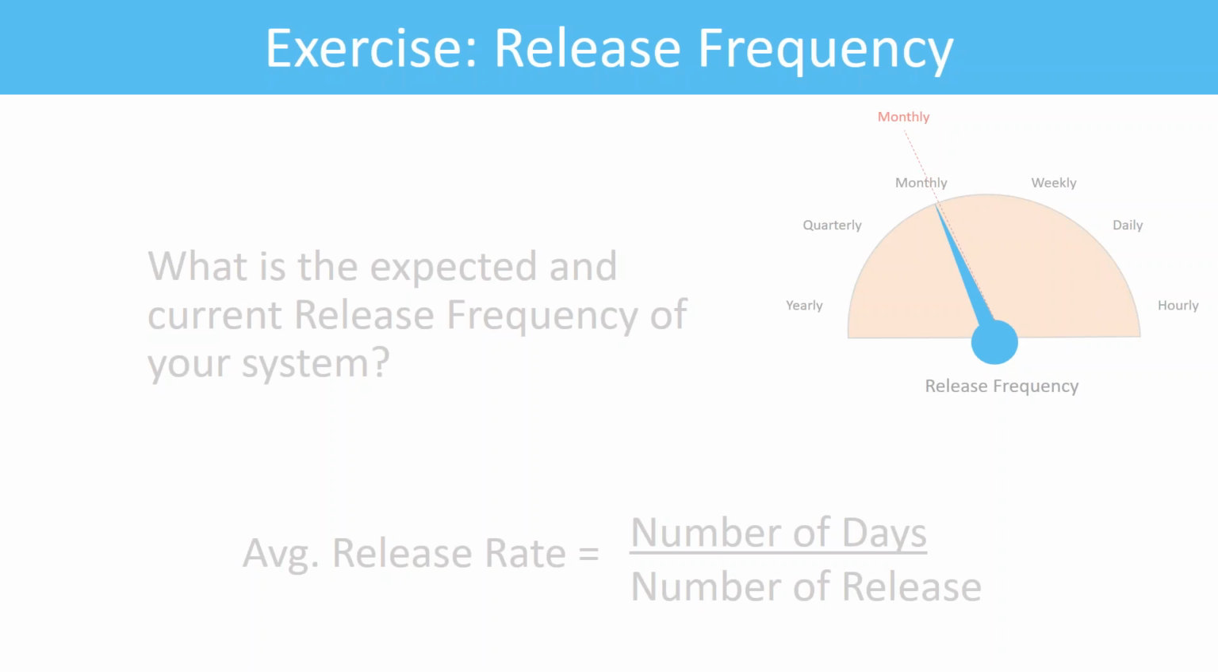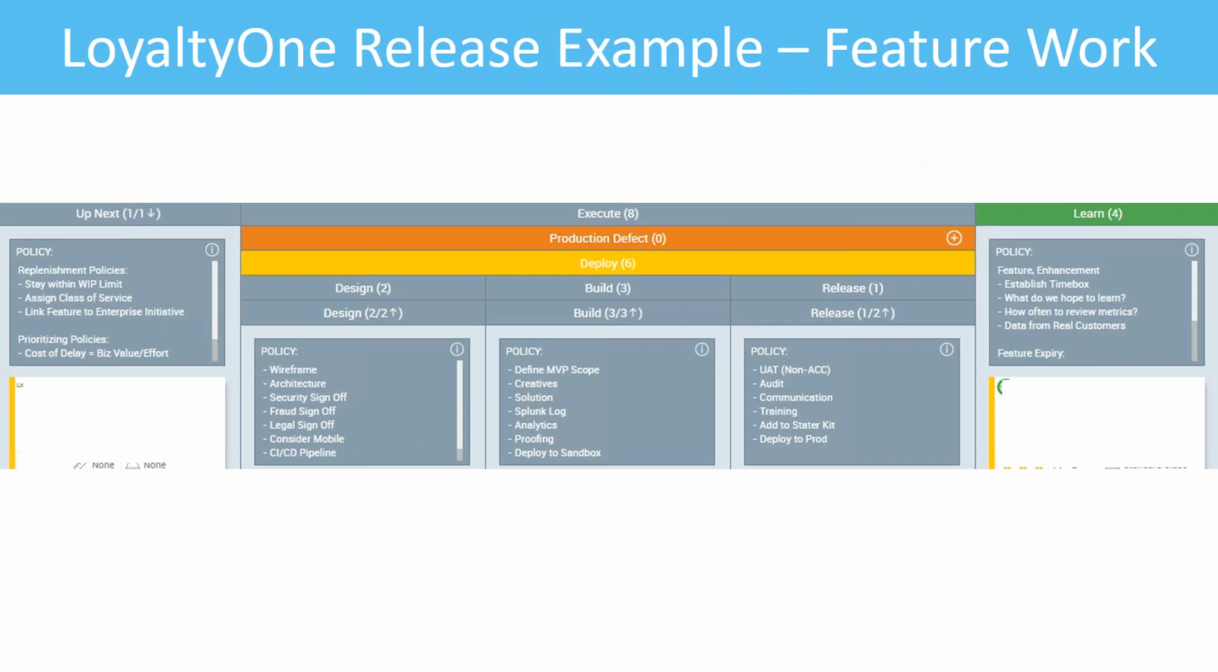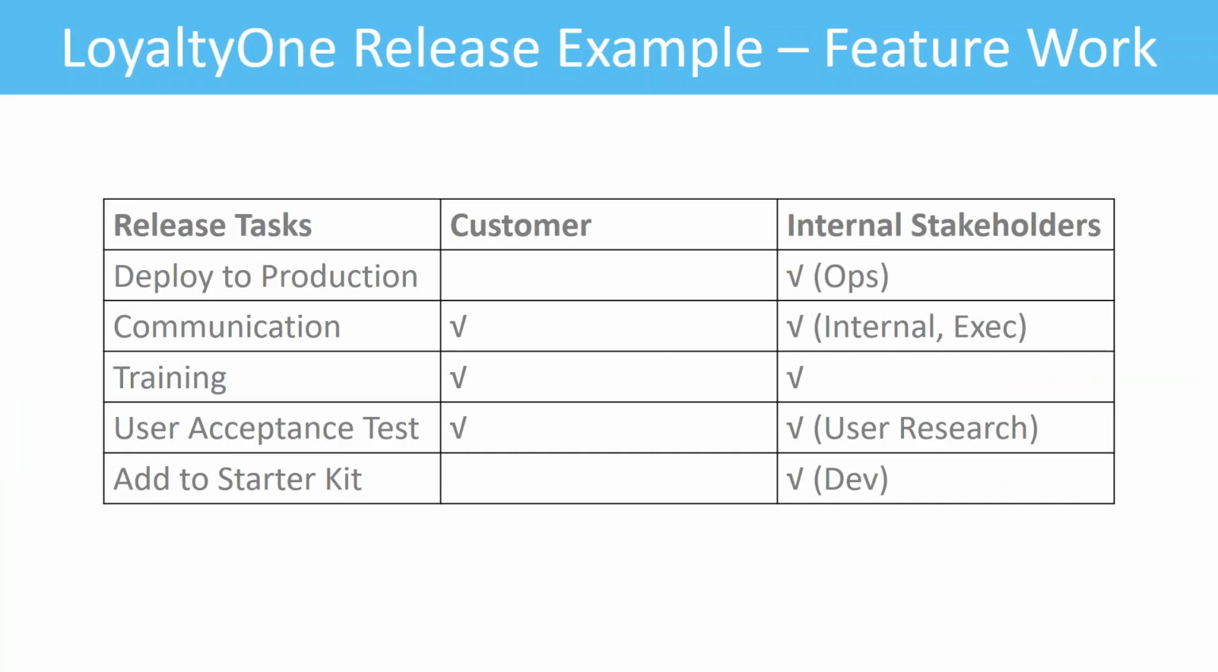So how does Loyalty One do releases? Well, first off, we use release frequency to signal our customers, collectors, and stakeholders to prepare for release-related tasks. Let's look at an example. Continuing on with our Kanban board, we go through design phase, build phase, and then finally release phase. Under release, there are several things we've got to do as listed out in a policy, as you can see on the screen. We're going to extrapolate it to here.